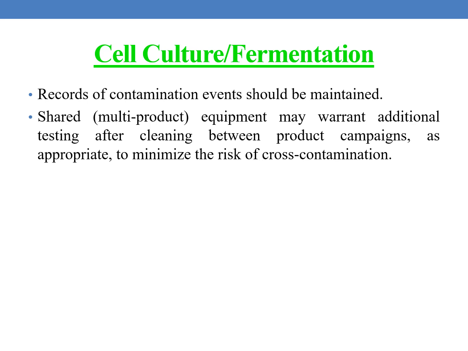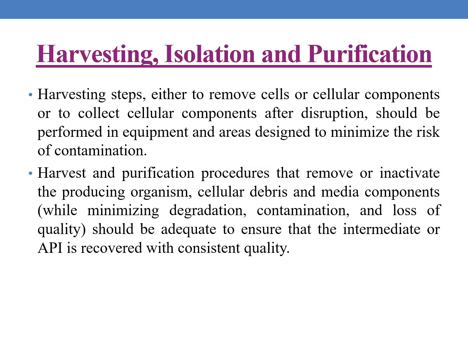Now coming to harvesting, isolation and purification. Harvesting steps, either to remove cells or cellular components or to collect cellular components after disruption, should be performed in equipment and areas designed to minimize the risk of contamination. Harvest and purification procedures that remove or inactivate the producing organisms, cellular debris and media components while minimizing degradation, contamination and loss of quality should be adequate to ensure that the intermediate or API is recovered with consistent quality.